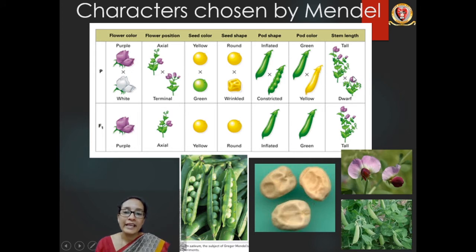He found that in one character, one trait always seemed to be dominant. That is, in the first generation obtained by crossing the parental strains, one character seemed to be always expressed. For example, in flower color, it was the purple color that was being expressed in the first generation. So he said the purple color is dominant over white. Similarly, axial position in flower position is dominant over terminal. And green color in seed color is recessive, or the yellow color is dominant over green, and so on.